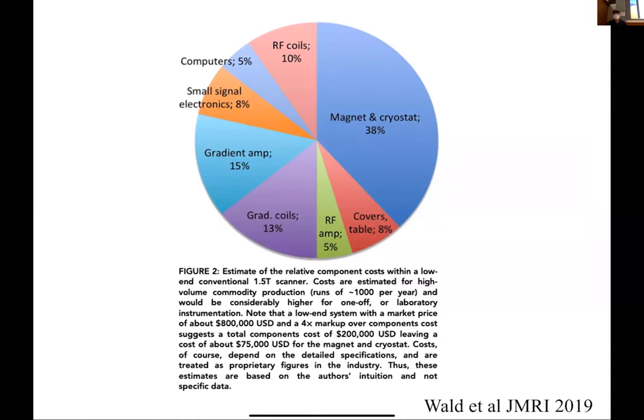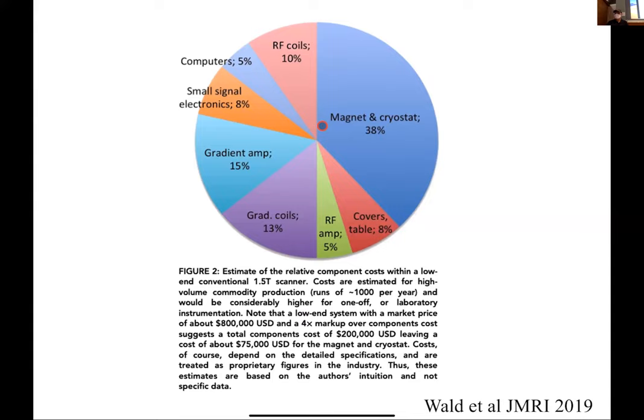So I'm just going to spend the next about 15 minutes before we hit the noon hour talking a little bit about where developments in MRI are. So this is a diagram from a recent article looking at the cost of MRI. And one of the biggest costs you can see is the magnets and the cryogen. The gradient amps we've talked about, they are these really strong, huge amplifiers. And then the gradient coils are also very expensive. I mean, everything's expensive, but these are the most expensive things.